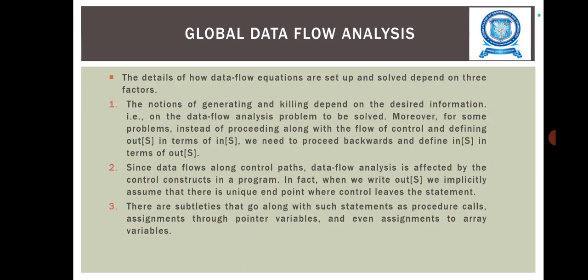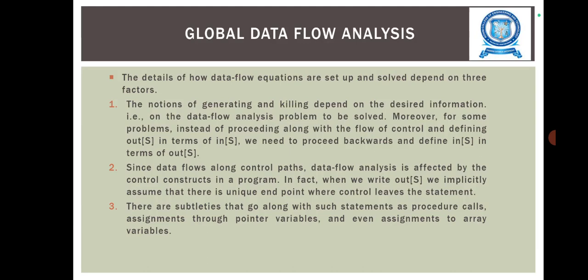The details of how data flow equations are set up and solved depend on three factors. The notions of generating and killing depend on the desired information, that is, on the data flow analysis problem to be solved. Moreover, for some problems, instead of proceeding along with the flow of control and defining out[S] in terms of in[S], we need to proceed backwards and define in[S] in terms of out[S]. Since data flow along control paths, data flow analysis is affected by the control structures in a program. In fact, when we write out[S], we explicitly assume that there is a unique end point where control leaves the statement. There are subtleties that go along with such statements as procedure calls, assignments through pointer variables, and even assignments to array variables.